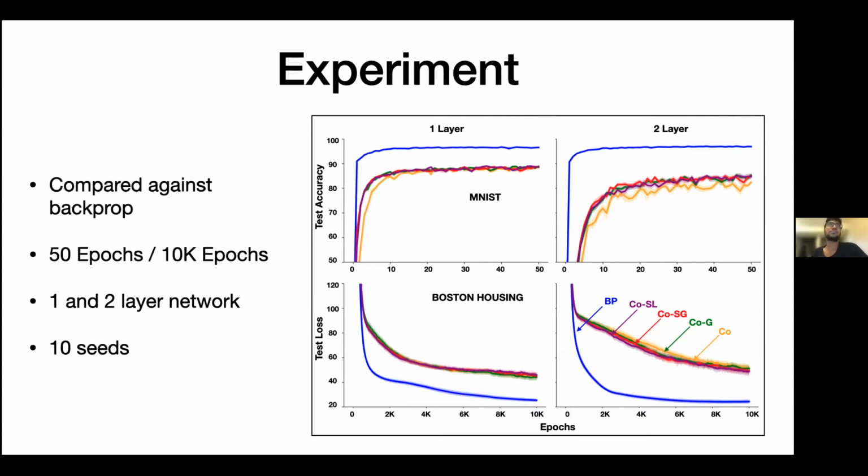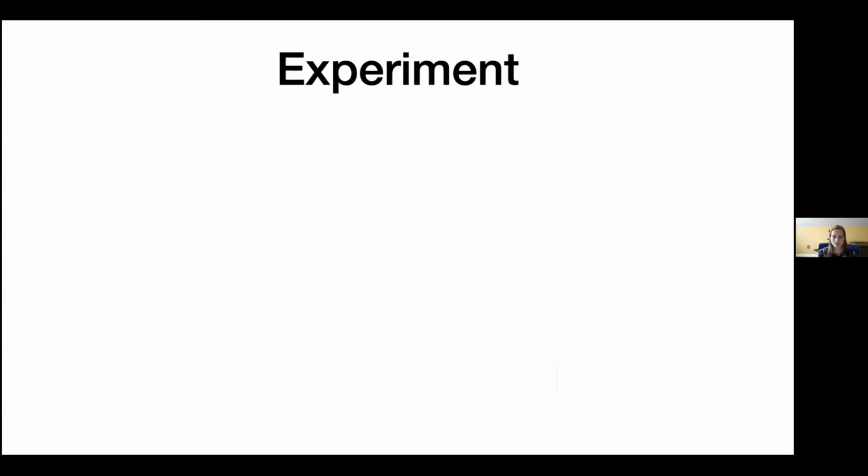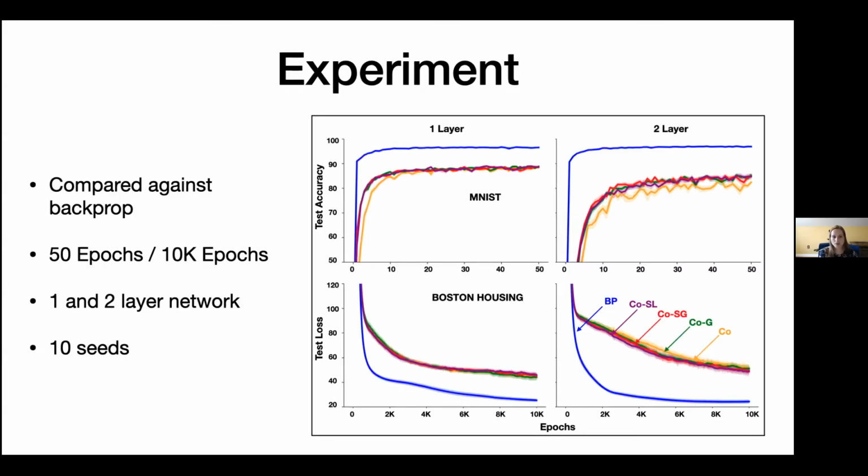Hey, Dhawal, I have a question about this experiment. Your agent has stochastic nodes, but you're comparing against Backprop. Yeah, that seems like there's a difference there.